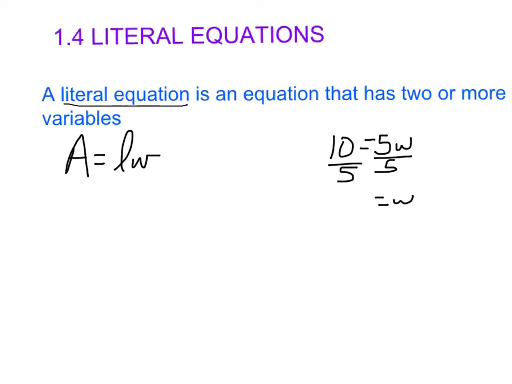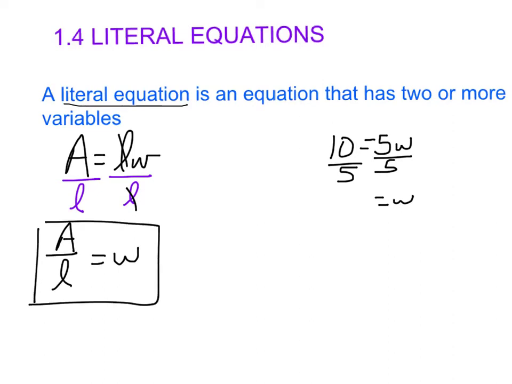It's the same thing. Let's say I want to get the W by itself. How do I get the W by itself? I have to get rid of L times. How do I get rid of L times? I divide by L. And these L's cancel, so I'm left with W equals A divided by L. The W's by itself, and that's your answer. That's it.